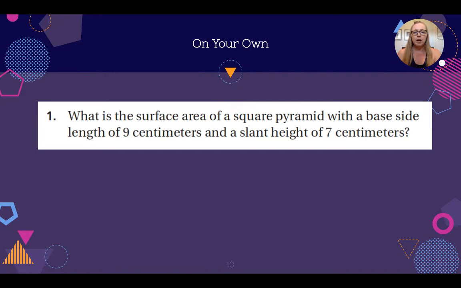Here's a problem for you to try on your own. It might be helpful for you to think about what this might look like. You might want to try and draw a net that goes with this. So notice it says we have a square pyramid. That means your base is a square. Your sides are all triangles. You have a length of 9 centimeters, so that base length is 9 centimeters, and your slant height is 7 centimeters. Go ahead and pause the video, pull out your math notebook, pull out your pencil and your calculator, solve this, and then come back and check your answer.